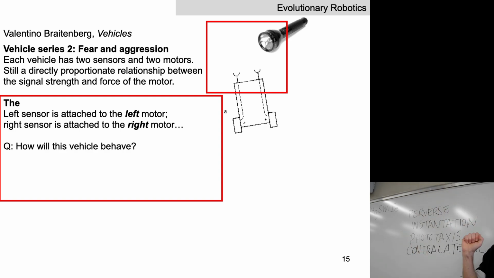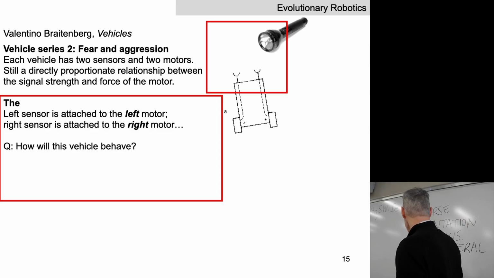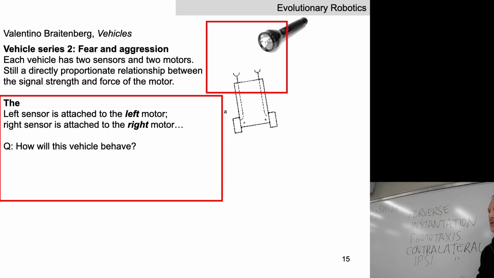which is optional. 2B, same thing as vehicle 2A, two light sensors on the front, two wheels on the back, but now we have the same ipsilateral connections. It's the only change. We now come at this robot with a flashlight from its front right. What does this robot do? Turns away. There's more light falling on the right sensor, which means the right wheel turns faster than the left wheel, so it turns away from the light.